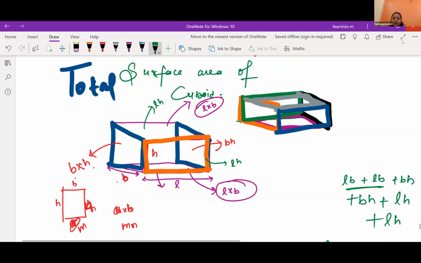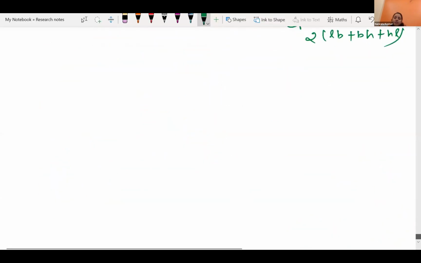Now why do we need to know it? Because we have a rectangle standing on the side. The area of the rectangle will be L into B, the area of the other rectangle will be B into H. Okay, we are good with the formula. We don't need that much detail. So let me tell you why you need to know it.